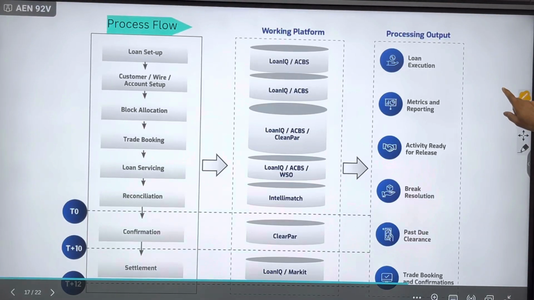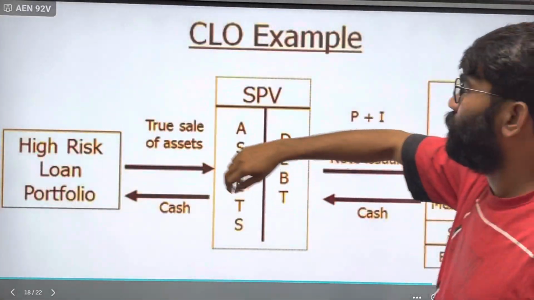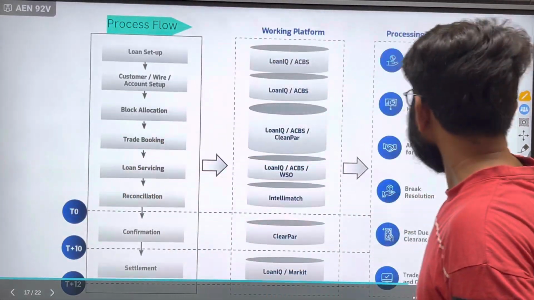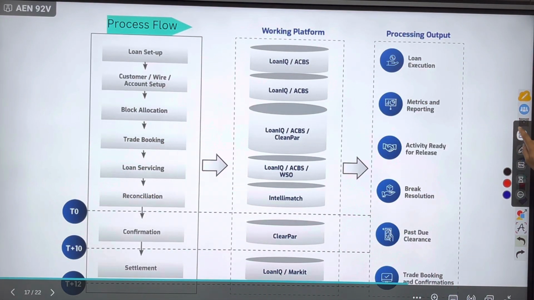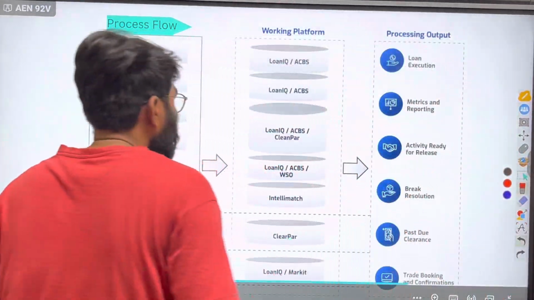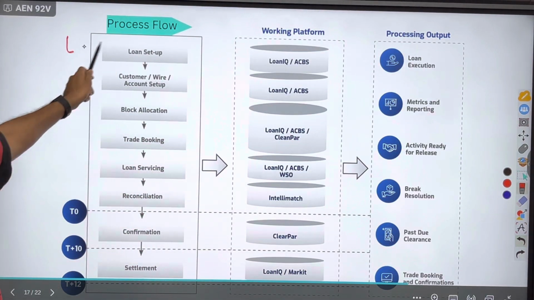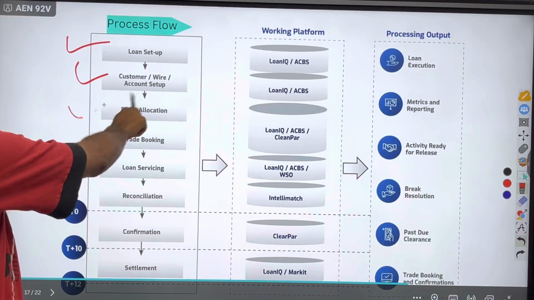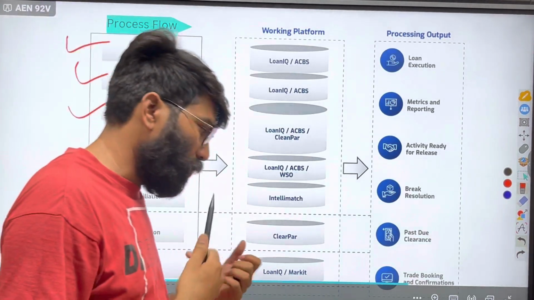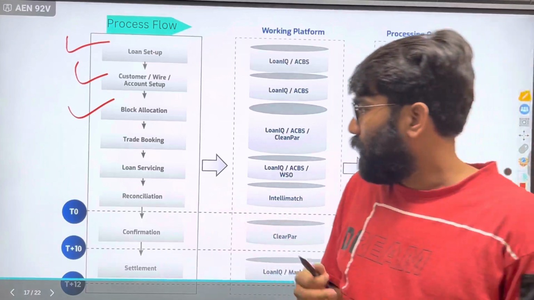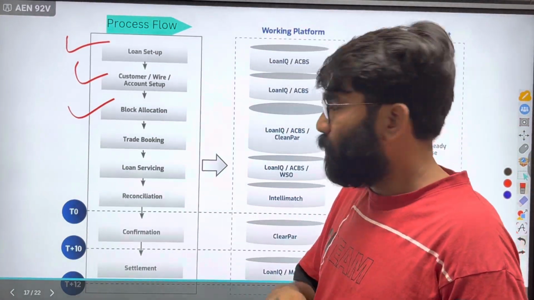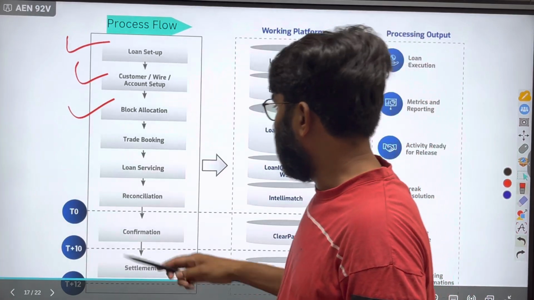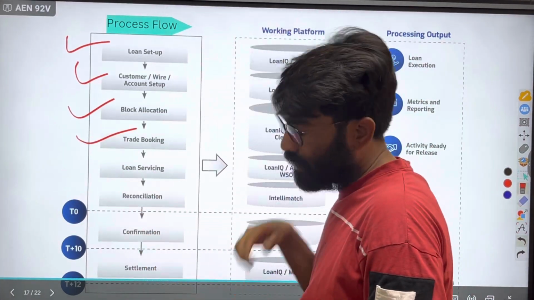So how the loan works in the market. This is one example. If you see the process flow, first of all you need to set up the loans on your system, then you need to set up the instructions as well: account, wire, everything. Then allocation of that particular deal or loan, you need to allocate that to the particular counterparts. Then trade booking, that you need to do in your internal system.